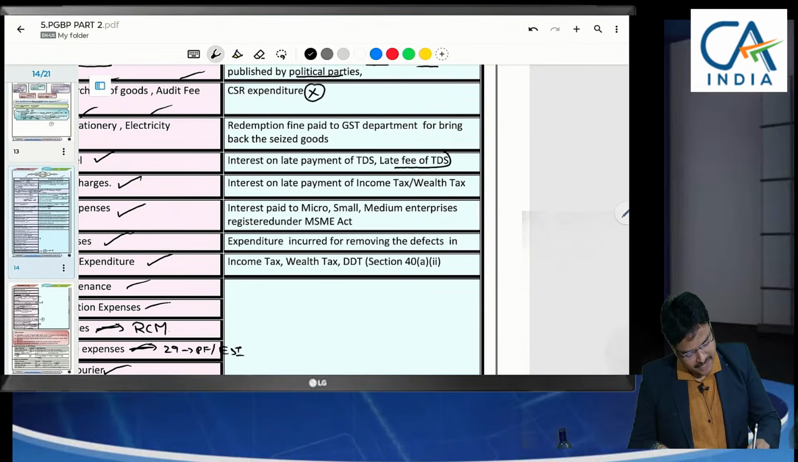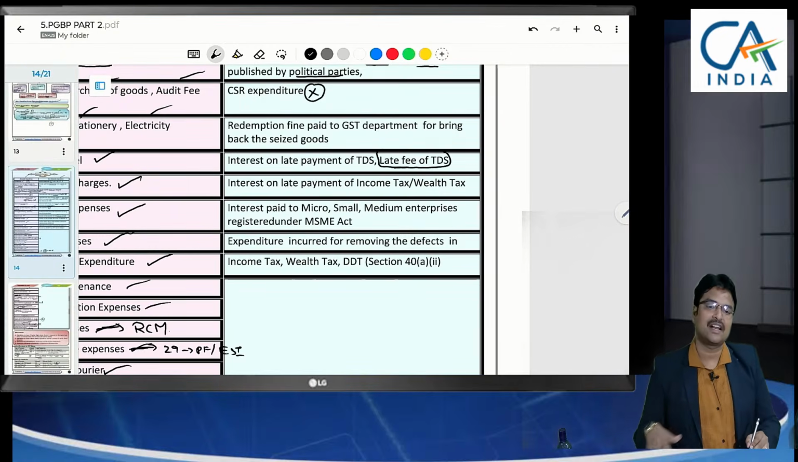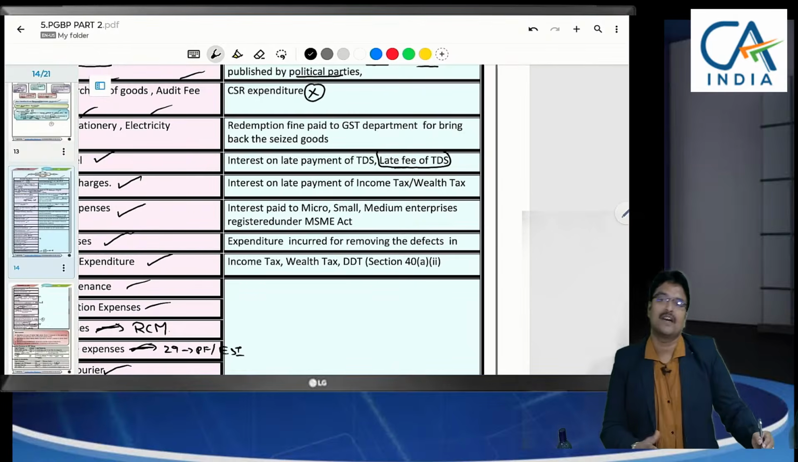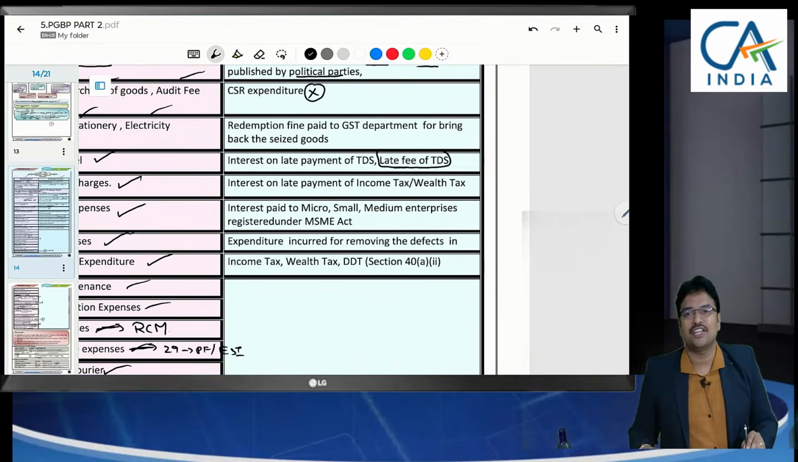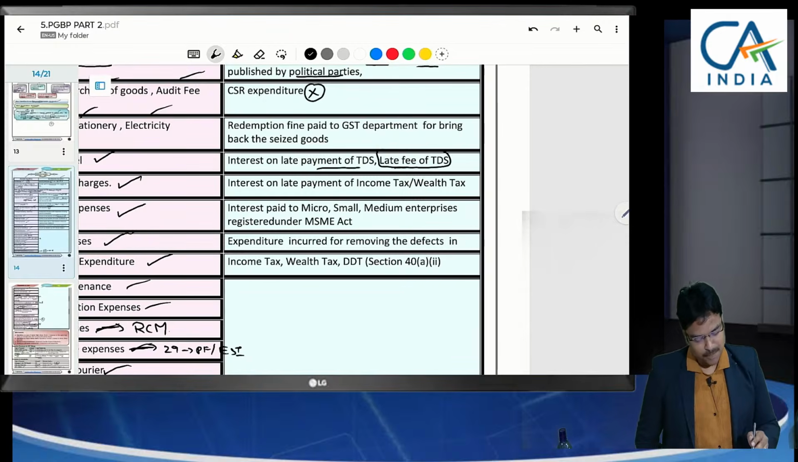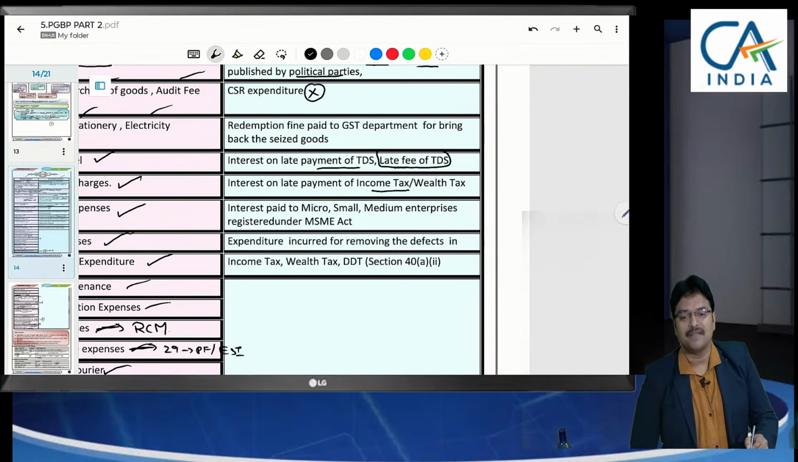Late fee of TDS cannot be claimed, that's what I have said. But if you are ready for litigation, you can treat it as a regularization fee and claim deduction. It is at our wish. Interest on late payment of TDS cannot be claimed. Income tax cannot be claimed. Interest on income tax cannot be claimed.